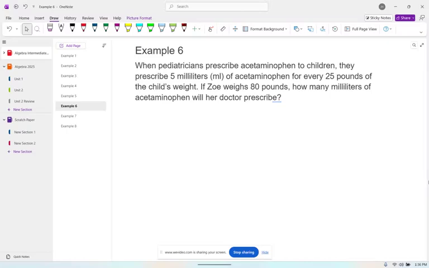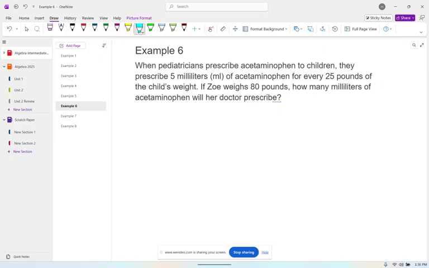All right, guys, in example 6, we're going to be looking at an application problem. So go ahead and read this and copy it down. It says when pediatricians prescribe acetaminophen to children, they prescribe 5 milliliters of acetaminophen for every 25 pounds of the child's weight. If Zoe weighs 80 pounds, how many milliliters of acetaminophen will her doctor prescribe?